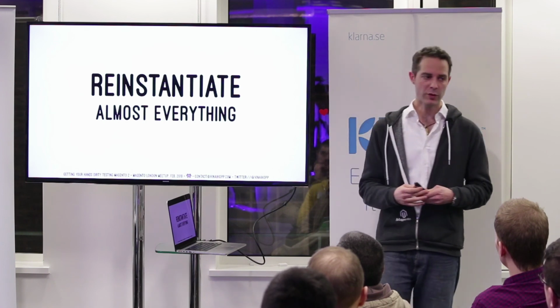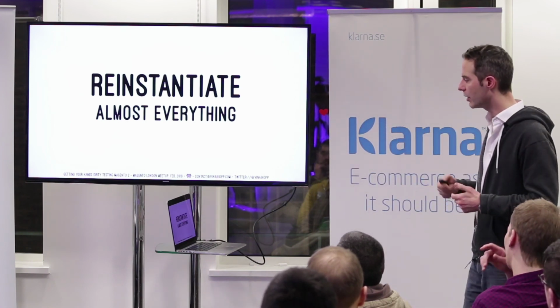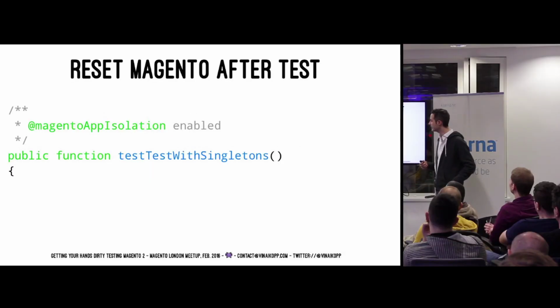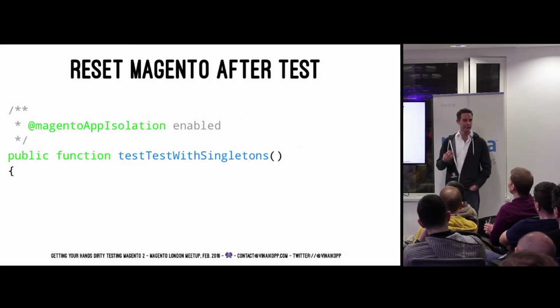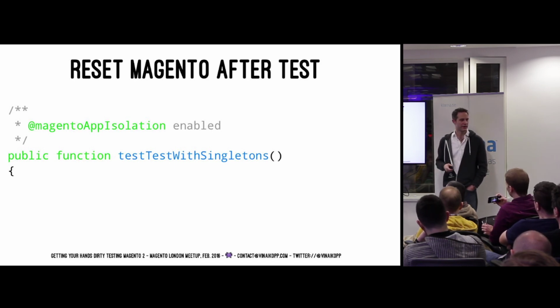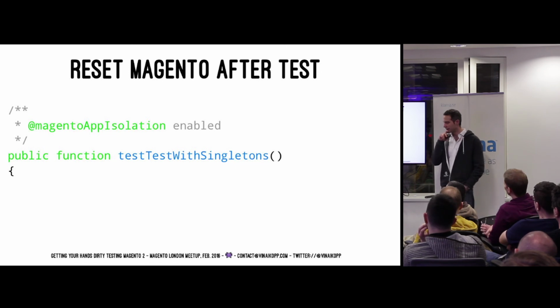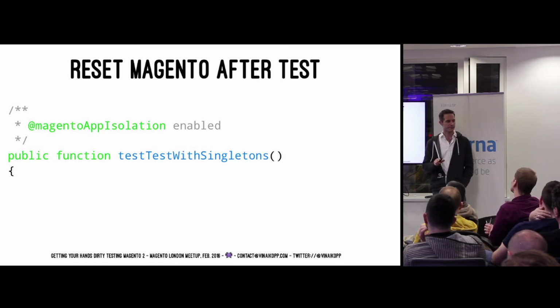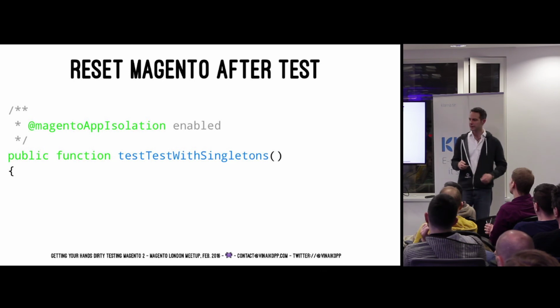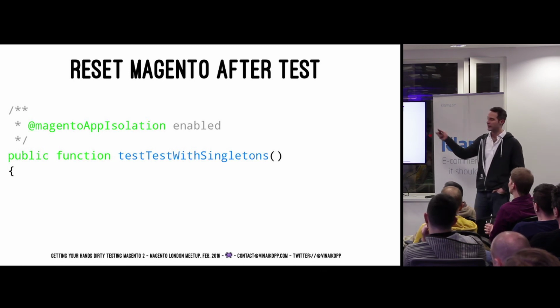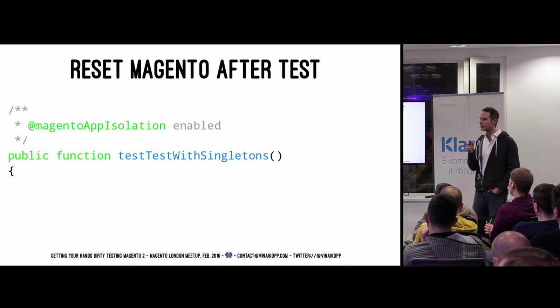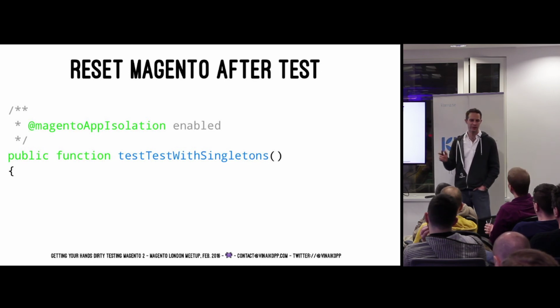And that's why Magento allows us to reinstantiate almost everything after a test by using the Magento app isolation enabled call. Actually, it does that automatically even between each test suite. So if I have a class that contains a bunch of tests, after it's finished with a class, it basically reinitializes Magento. But it will also do that for each test if I enable application isolation. So I don't manually have to check which shared instances I'm using. I can just turn on application isolation.